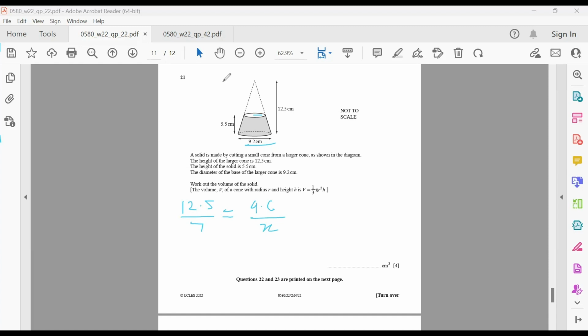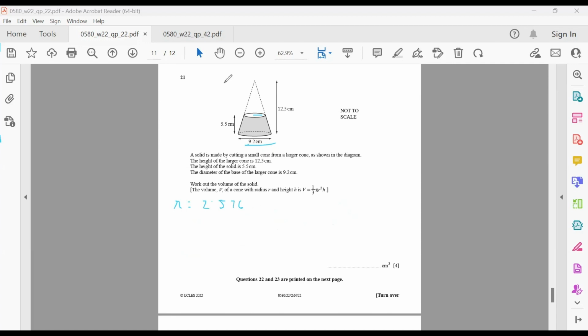So if we cross multiply, we get 4.6 into 7, which is 32.2 upon 12.5, which is 2.576. Okay, so it's 3 decimal places. So our radius x is equal to 2.576. So if we find out the volume of the two formulas now, I'm just going to erase the top thing. I'm just going to keep the radius here as radius is equal to 2.576.